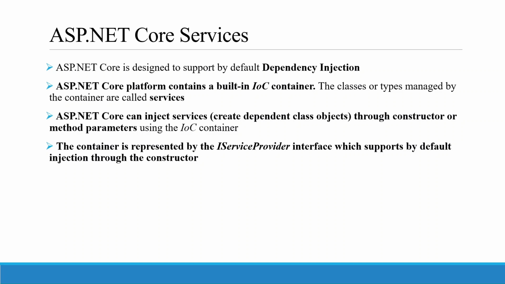ASP.NET Core is designed to support by default dependency injection pattern. The platform contains a built-in inversion of control container. And the classes or types managed by the container are called services. The platform can inject, meaning create, services, okay, of a dependent class object through constructor or through method parameters using the inversion of control container, and we'll see immediately how it does this. The container provided by ASP.NET Core is represented by the interface IServiceProvider, which supports by default the injection through the constructor.